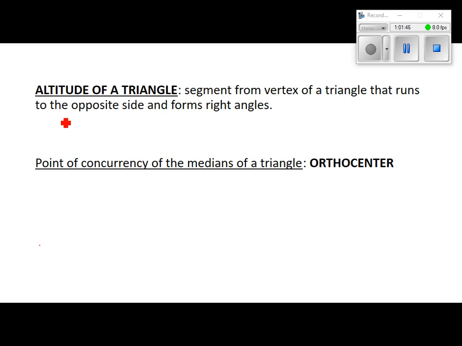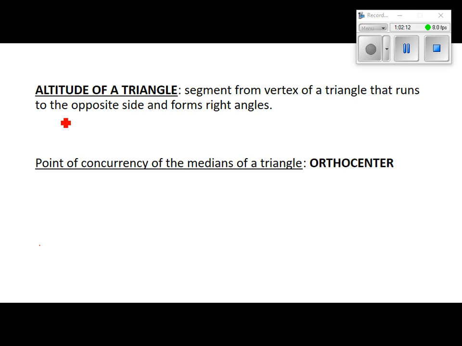Altitude of a triangle. What's altitude mean? How high? How tall? Altitude of the triangle. When you're thinking of altitude, that's the height of the triangle. But the bad thing with height is every time I say height to a teenager, they think what? Which direction are you going? Up. That's not the case.